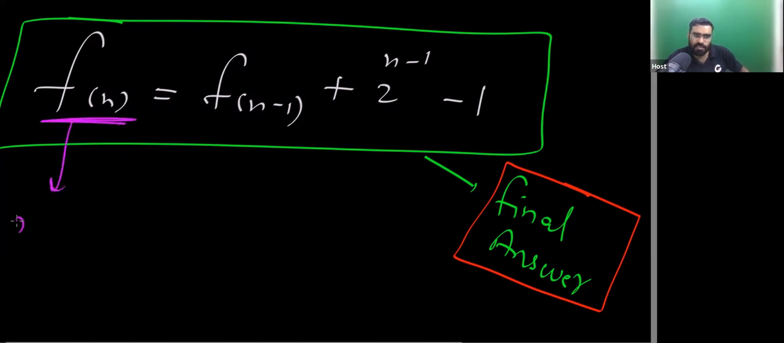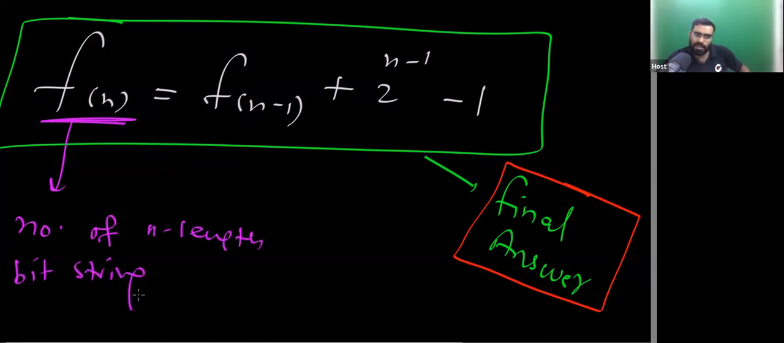And what is this? This is the number of n length bit strings containing 0, 1. Okay, so this is the complete analysis of this question. I hope you understood. Very simple, but very interesting.